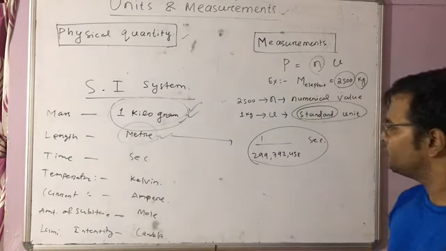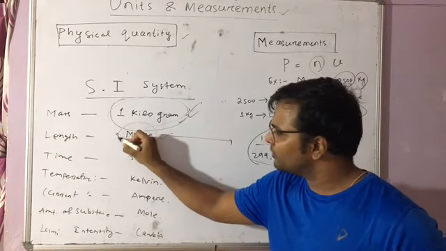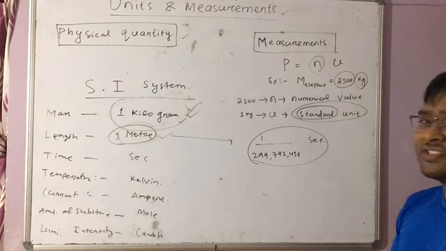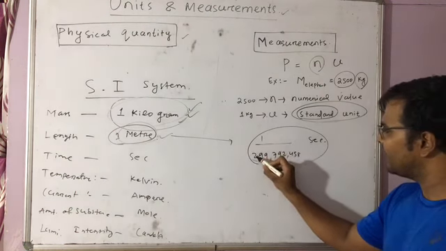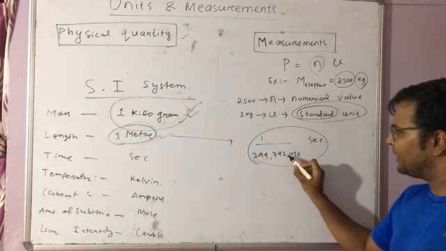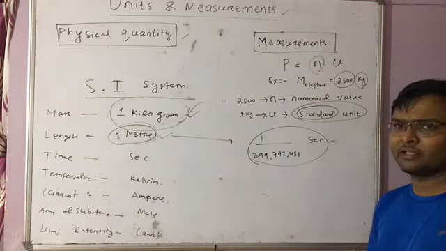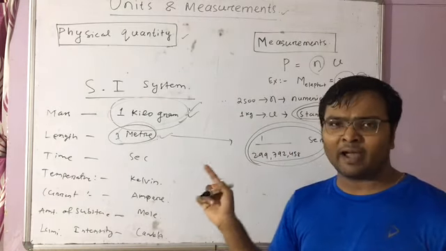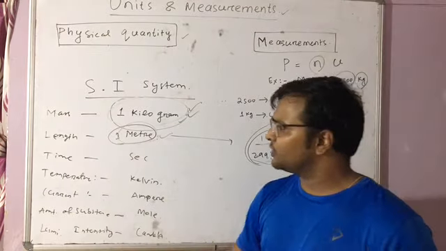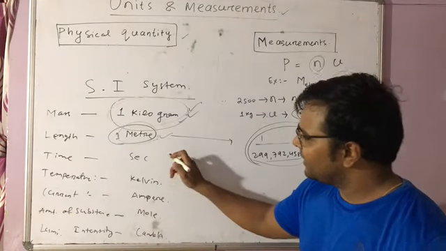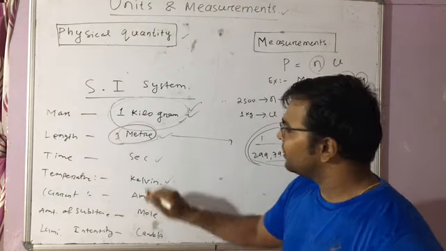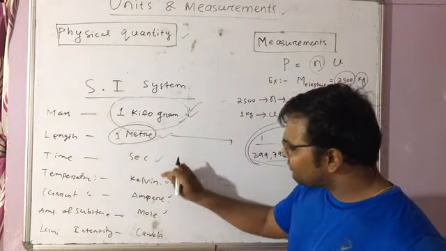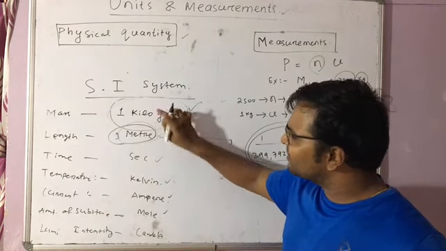Similarly for length, the unit is 1 meter. 1 meter is defined as the distance travelled by light in 1 by 299,792,458 of a second. It is a very short span. Within that shortest span, whatever distance is covered by light is your 1 meter. Similarly, all the standard units have been defined, but their definitions are quite complicated, not as simple as this.